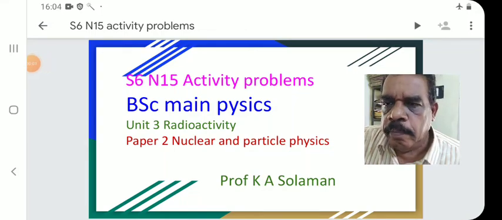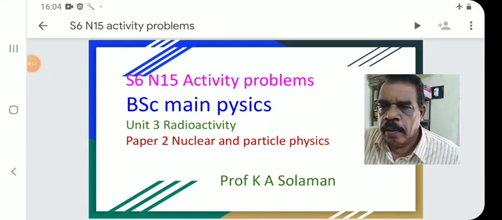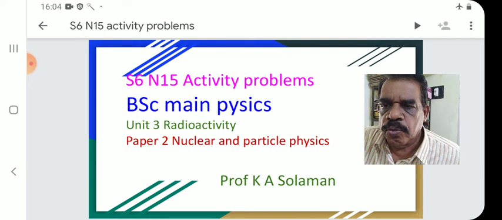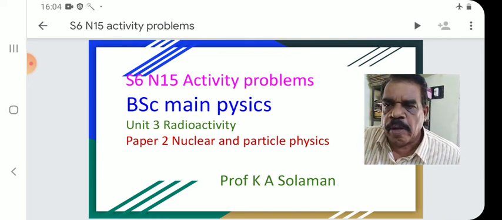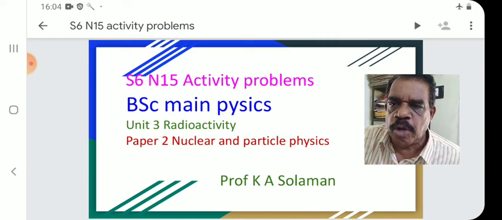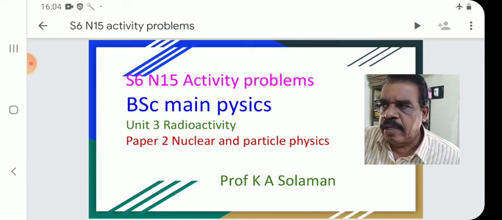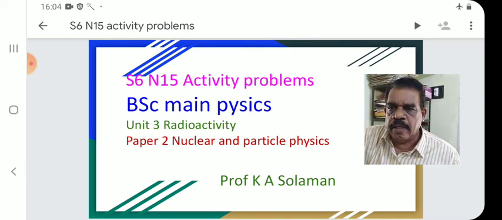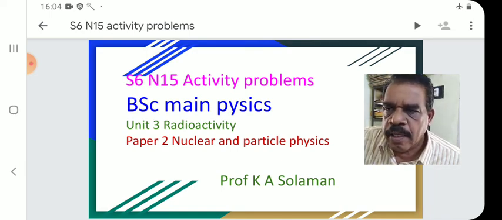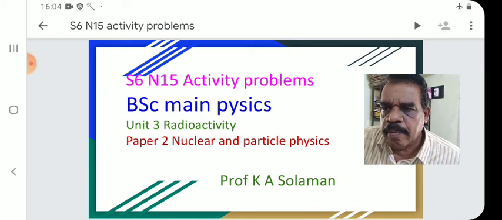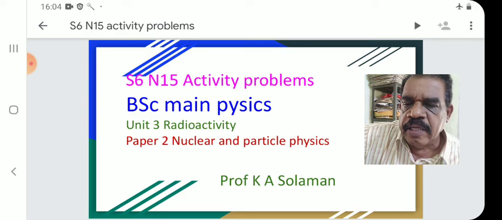Welcome to BSc Physics Main, Semester 6, Paper 2, Nuclear and Particle Physics. Today we do some problems from radioactivity, that is activity problems, A is equal to dN by dt problems. This is class number 15, Semester 6, Paper 2, Nuclear and Particle Physics. Activity problems in radioactivity.